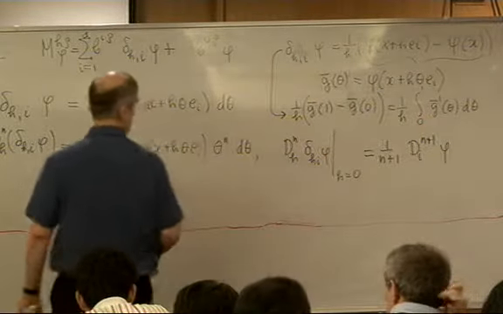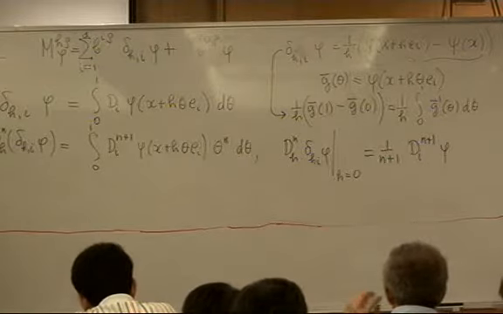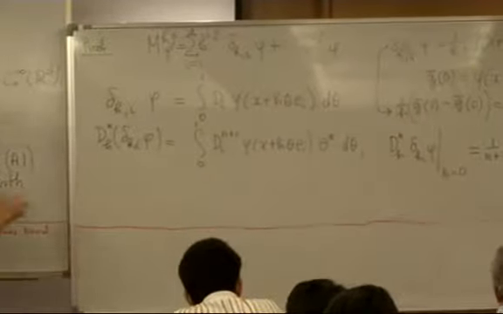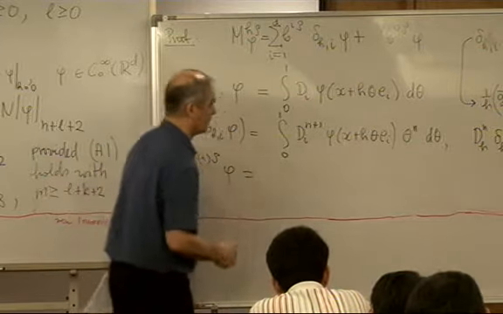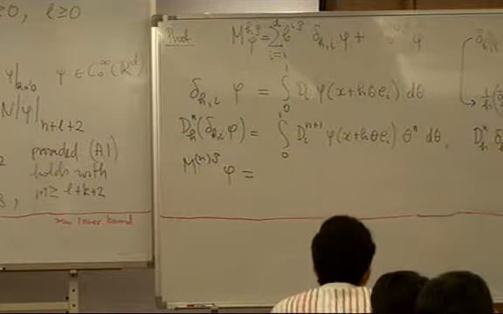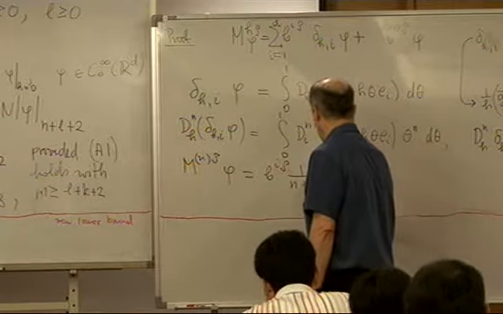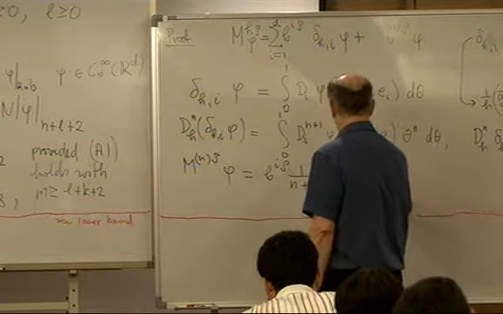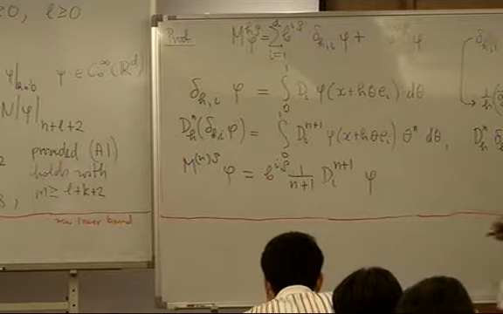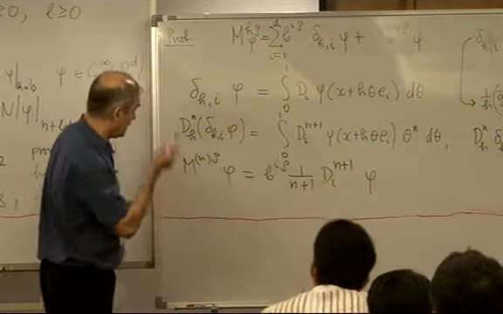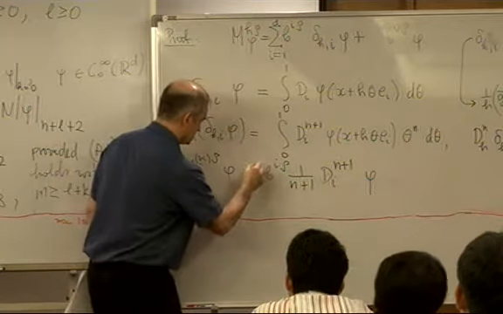Clearly, we see that the operator M n rho phi, acting on C0 infinity functions, is just the sum of b i rho times 1 over n plus 1 d i n plus 1 phi, summation.